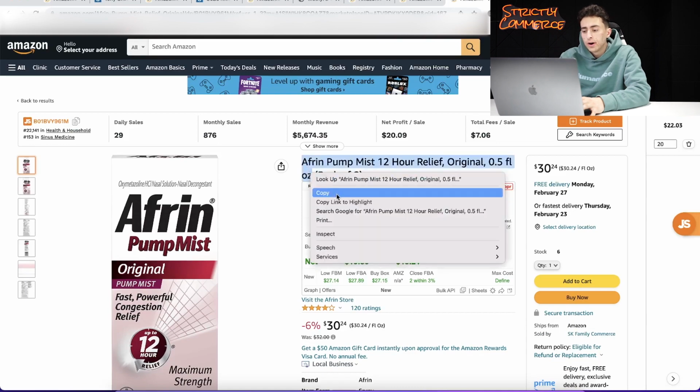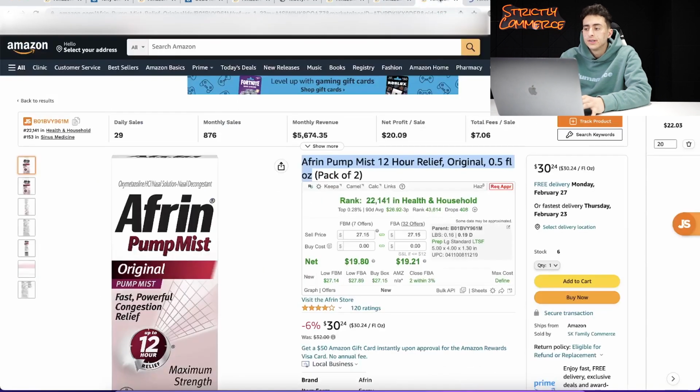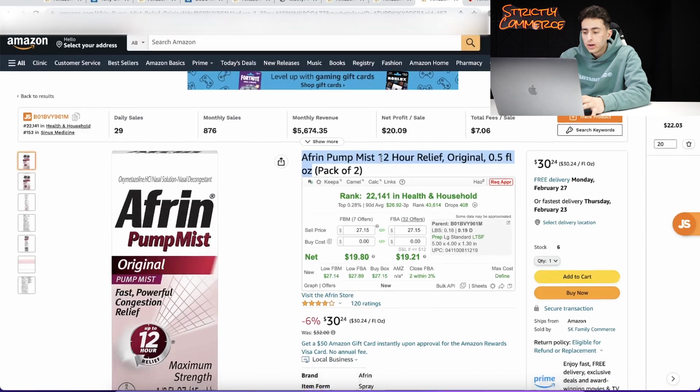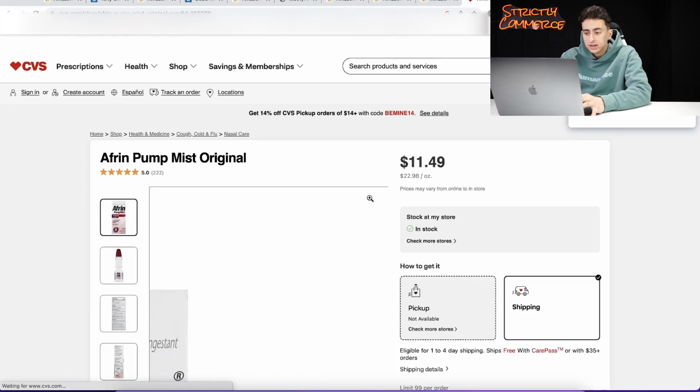We have 3 so far. So these are $10.71 on Walmart. Let's see what they're going for. $11.49 at CVS. So if CVS has a deal, there is a chance that we can make some money here. However, it's a 2-pack and it's paying out 19, so it's got to be a deal.